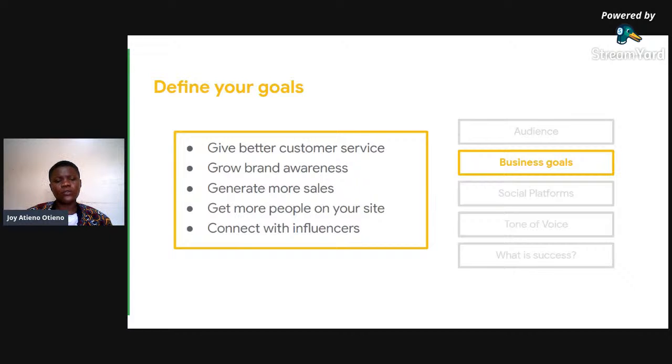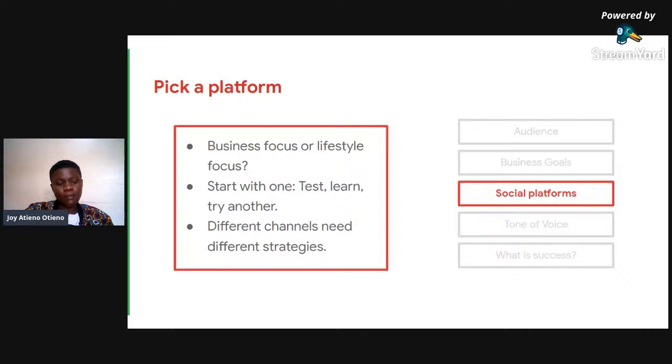Is it that you want to improve your customer service? Is it that you want to increase brand awareness? Is it that you want to generate more sales? Is it that you want to get more people on your website? So you need to identify what exactly it is that you want to achieve. After you have identified your goal, step number 3 is that you now want to identify the social platform.